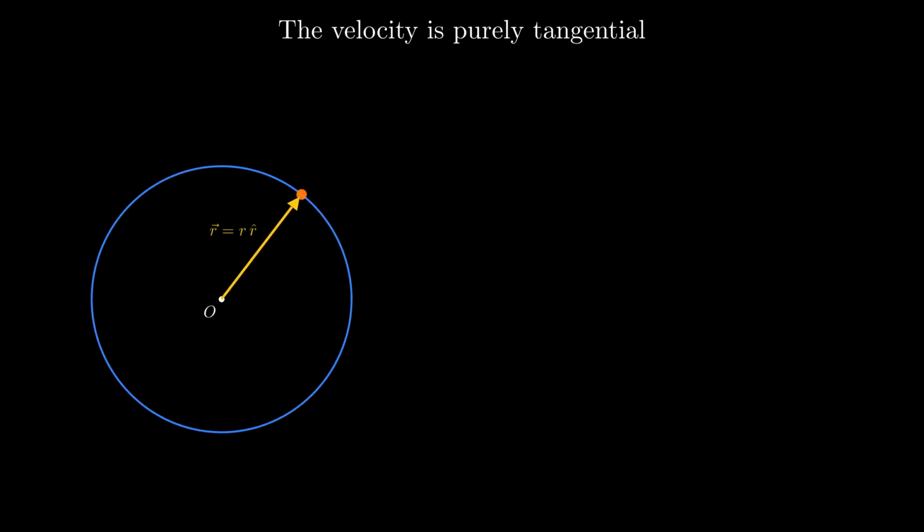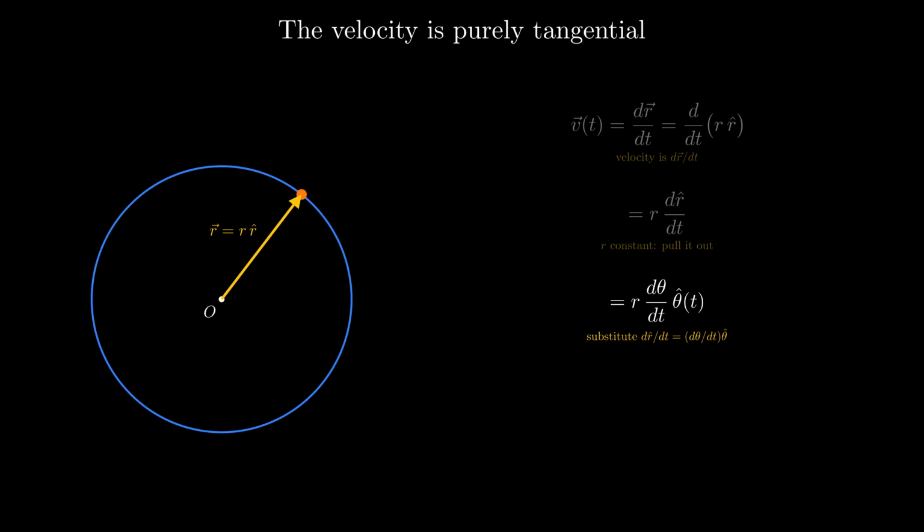Now we can find the velocity. Velocity is the time derivative of the position vector. The position is r times r hat. The radius r is a constant since the object stays on a fixed circle. So velocity equals r times the time derivative of r hat. We just computed that derivative. It is d theta dt times theta hat. Therefore, velocity equals r times d theta dt times theta hat.